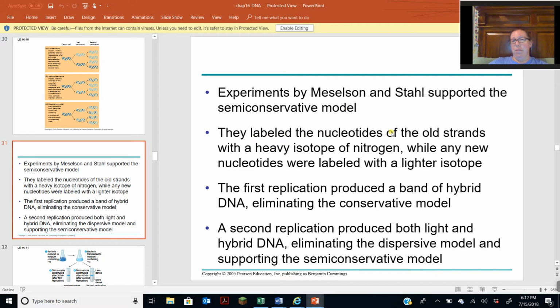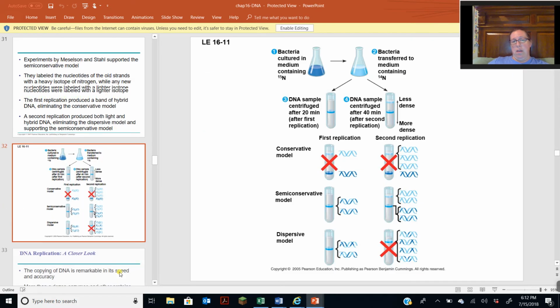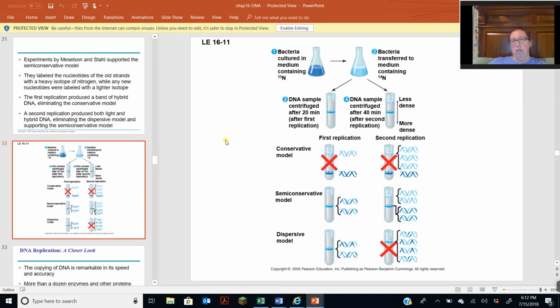So they labeled the old strands, or the parent strands, with a really heavy isotope of nitrogen. Fine. And then anything that was new would have a lighter isotope. Okay, so this makes a great centrifugation experiment. Why? Because if it's heavy, it goes to the bottom. If it's light, it goes to the top. And a picture's worth 1,000 words. So you've got your heavy, you've got your light, right? You're going to centrifuge it.